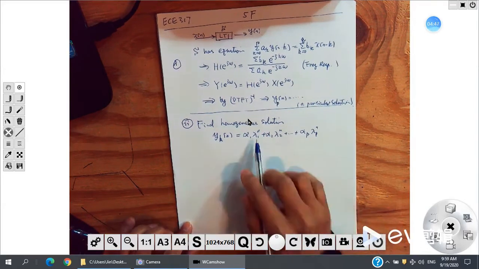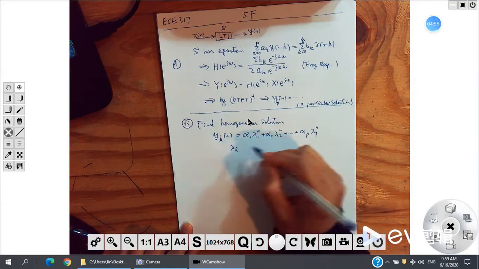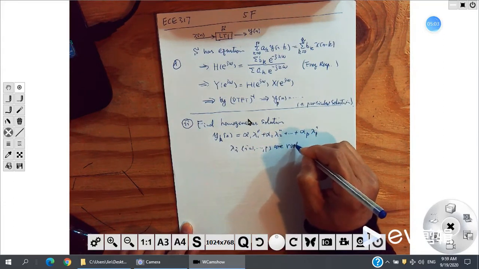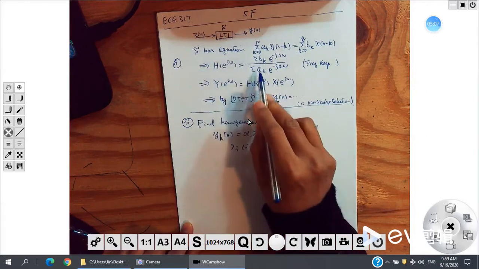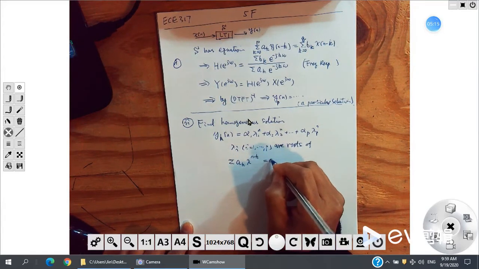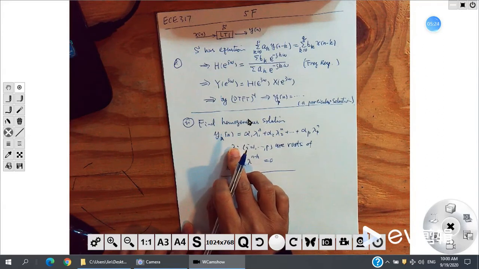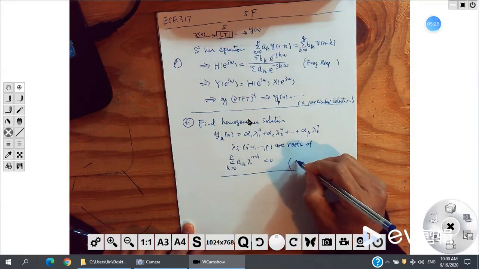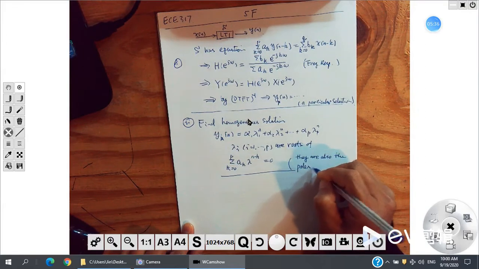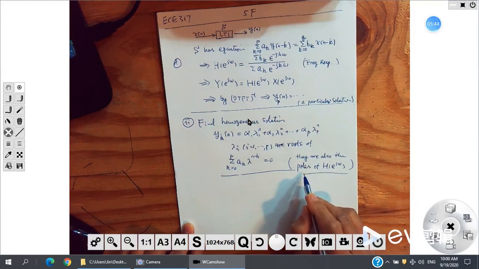And what are these lambda_1 to lambda_p? Lambda_i, i running from 1 to p, are the roots of this equation equal to 0: summation a_k lambda^{m-k} equal to 0, k running from 0 to p. You solve this, you get these lambdas. They are also the poles of H. I will explain this soon.